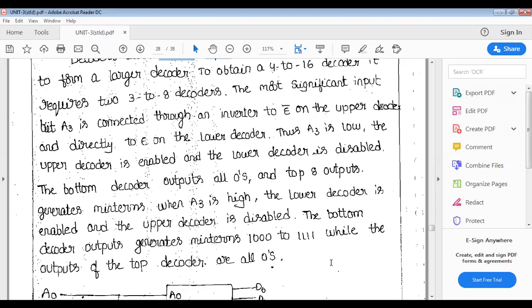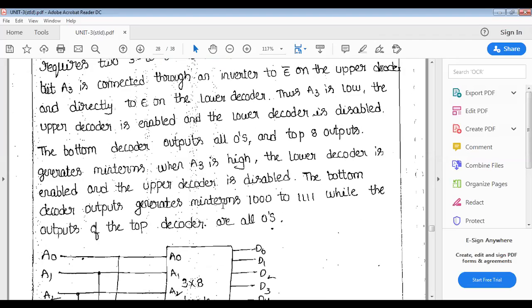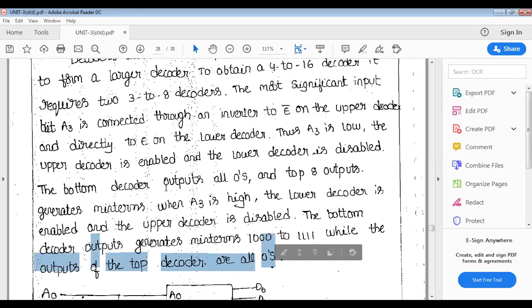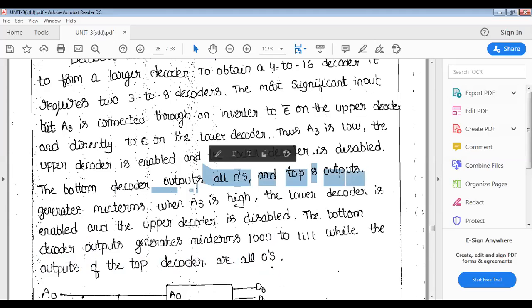When the lower 3 to 8 decoder is enabled, the upper 3 to 8 decoder outputs are all zeros. When the upper 3 to 8 decoder is enabled, the lower 3 to 8 decoder outputs are all zeros. Following along, my dear students: the bottom decoder generates the minterms 100 to 111, while the outputs of the top decoder are all zeros. Similarly, in the previous case, when A3 is low, the bottom decoder outputs are all zeros.